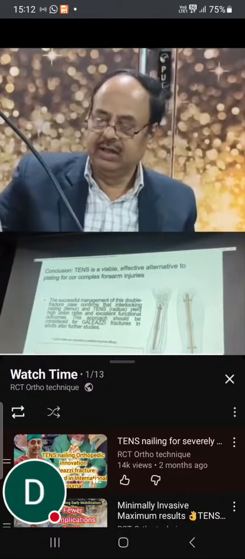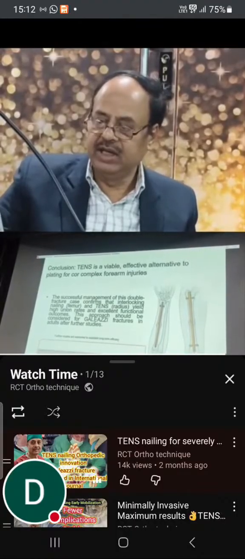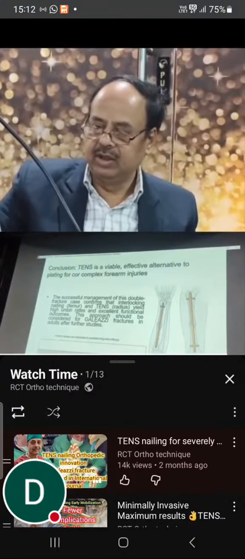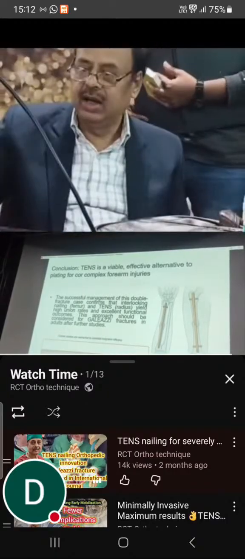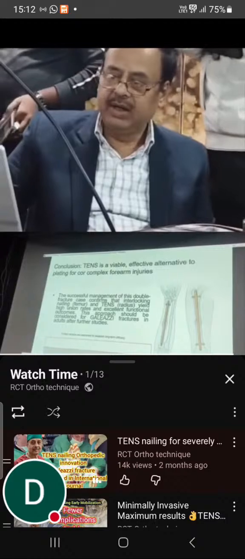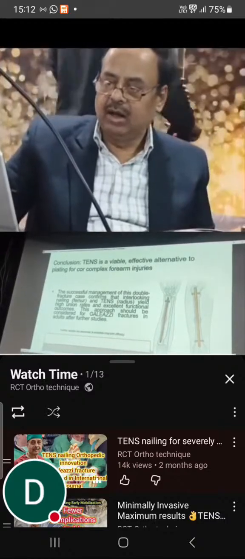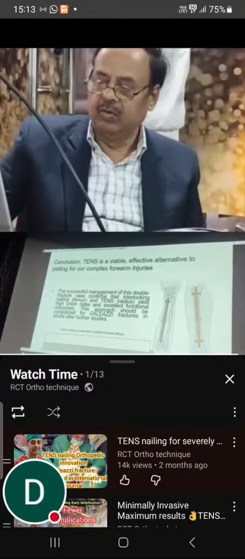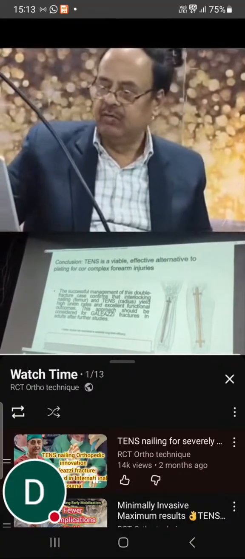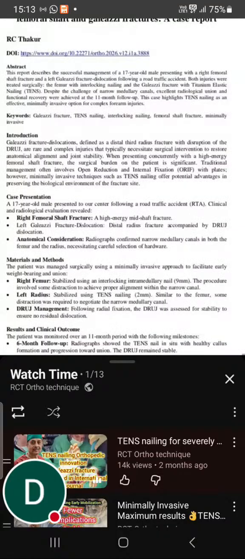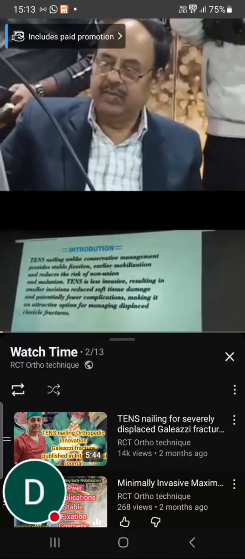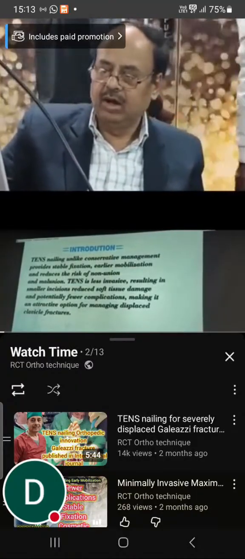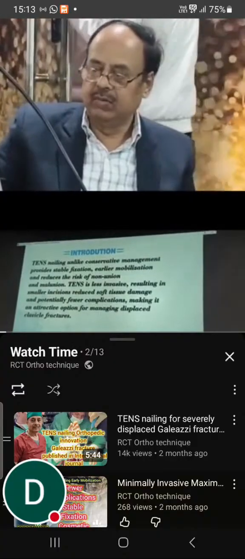The successful management of this double fracture case confirmed that interlocking nailing of the femur and TENS aids higher union rates and excellent functional outcomes. This approach should be considered for Galeazzi fracture in adults after further studies, because I think this is the first case of severe Galeazzi fracture where I did TENS. This case was published in the International Journal of Orthopedic Sciences. It provides stable fixation and earlier mobilization and reduces the risk of non-union and malunion. TENS is less invasive, resulting in a smaller incision.